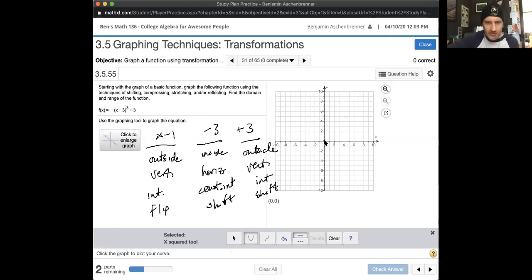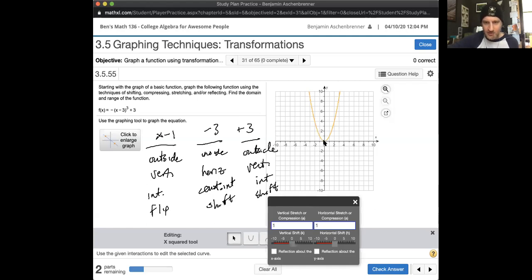I want to do a counterintuitive shift horizontally, -3. I would think -3 would go this way, but since it's counterintuitive, I'm actually going to go this way. And then outside vertically, I'm going to shift vertically 3, so I'm going to go up 3. All right, see, I put it there, but it didn't go there. So anyways, I got to do my shift tool. I want to go here, and I want to go here. Okay, so this is where I think that the vertex is.